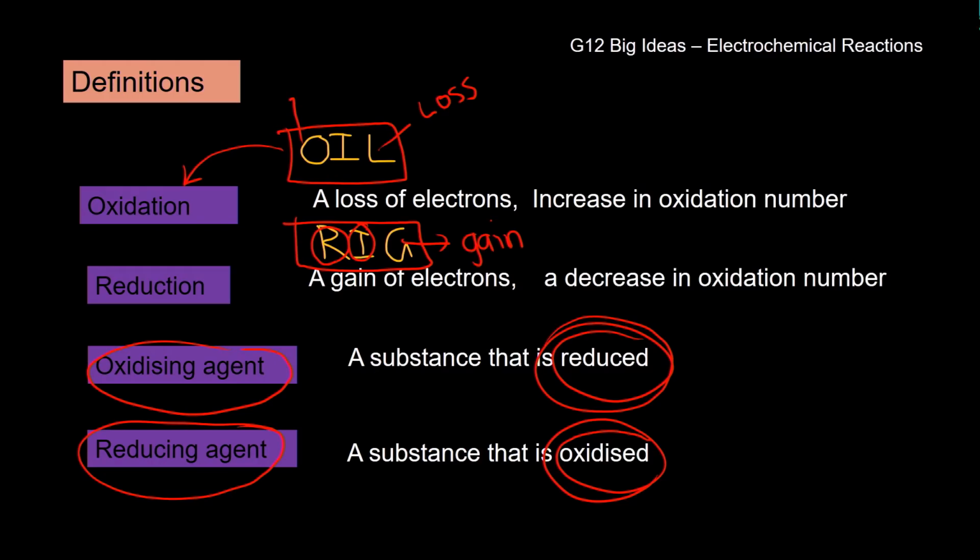A quick reminder, this part of chemistry revolves purely around redox reactions. Redox reactions are reduction and oxidation reactions. It is the transfer of electrons. We've got one substance which gives electrons away, and that is the substance which is oxidized. And we have another substance which takes on those electrons, and that is the substance which is reduced.